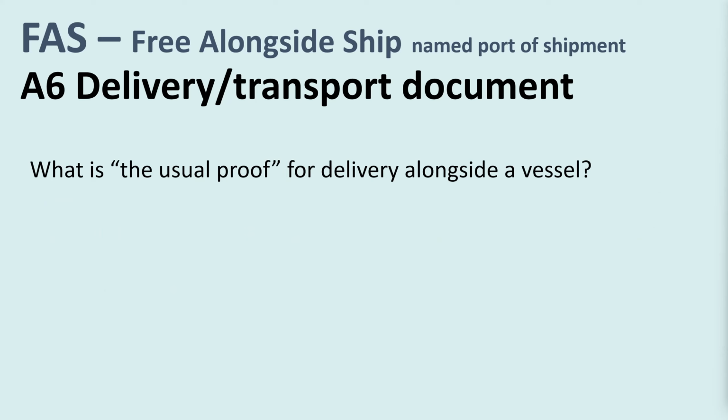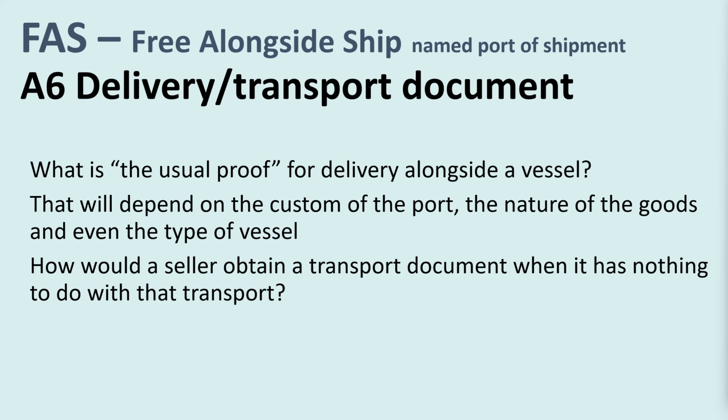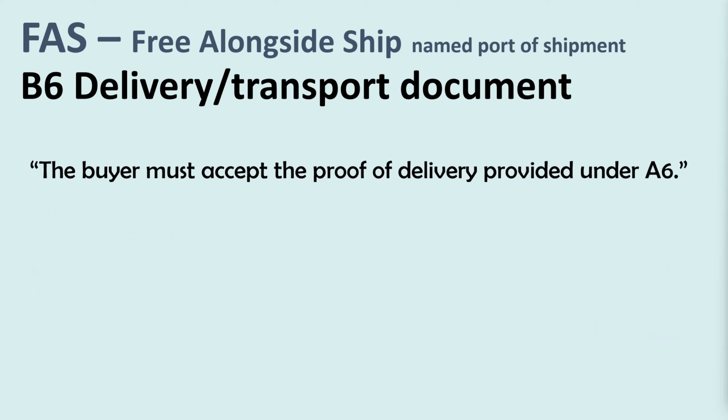What is this usual proof for delivery alongside a vessel? That will depend on the custom of the port, the nature of the goods, and even the type of vessel. How would a seller obtain a transport document when it has nothing to do with that transport? Again, this will depend on many variables, including what is agreed in the sales contract and the contract of carriage. B6. The buyer must accept the proof of delivery provided under A6. That's all.